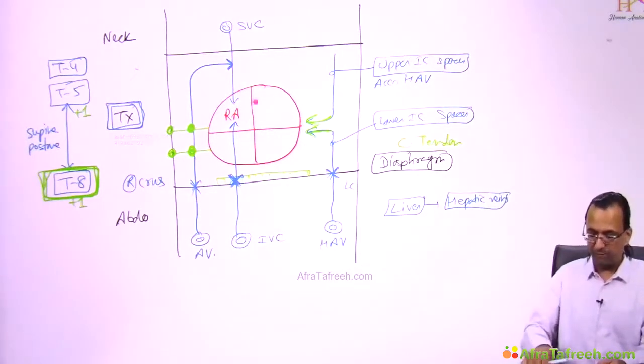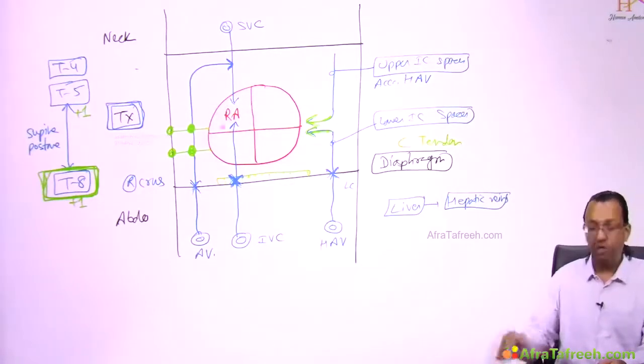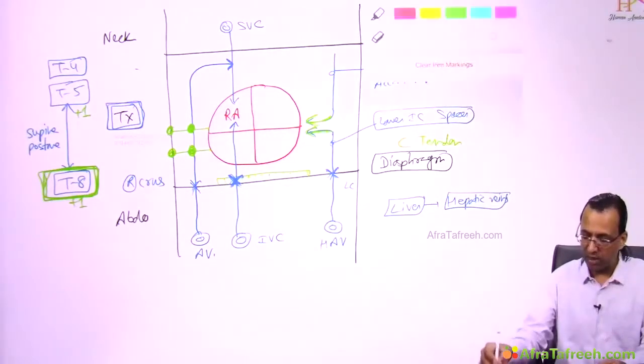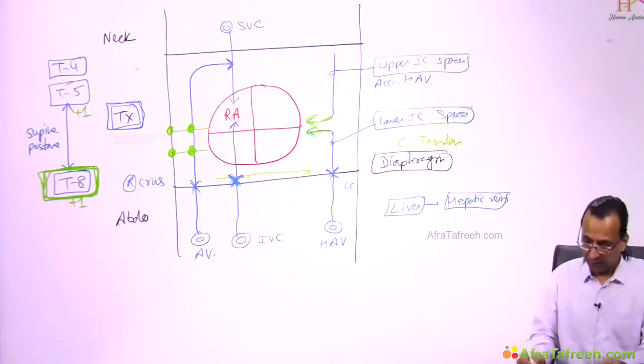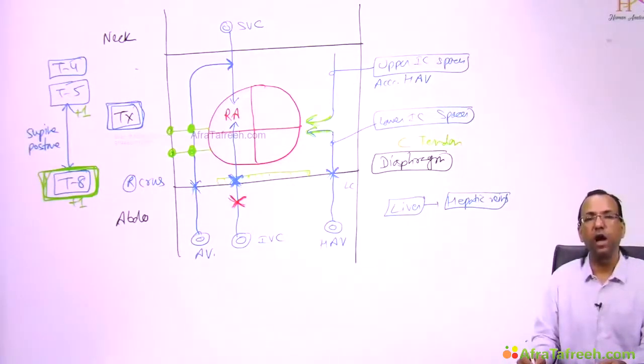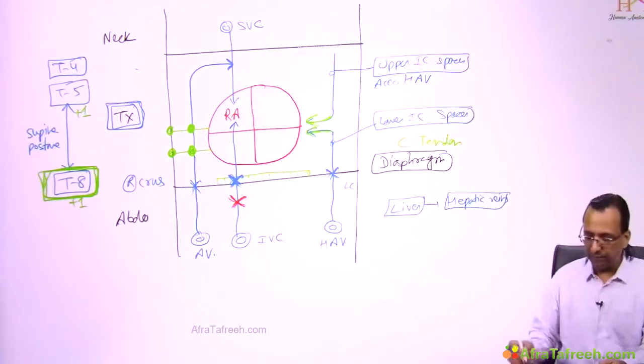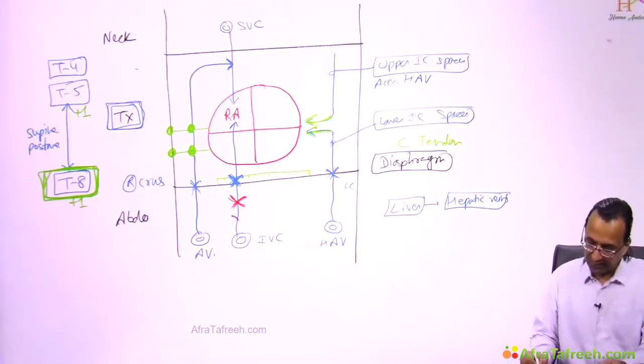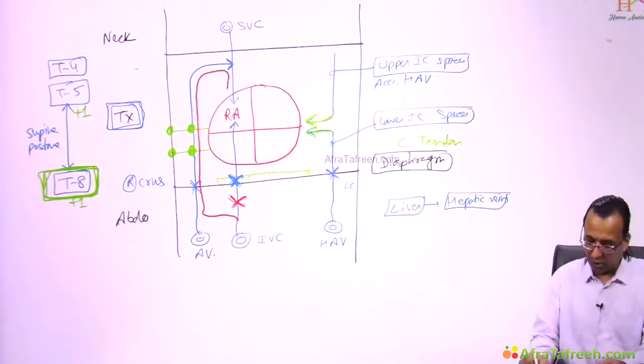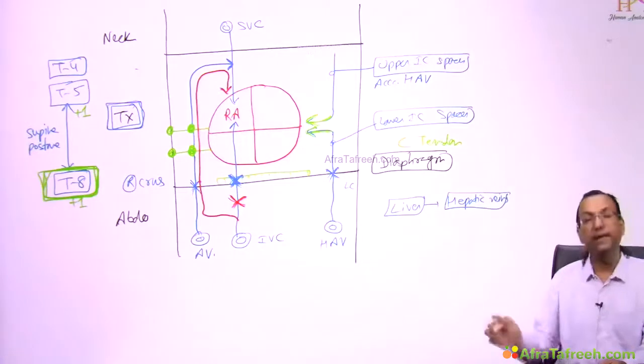Now, I have a problem. The problem is I have a block in the inferior vena cava. So I need collaterals. How will I send the blood into the heart? If you are blocked in the inferior vena cava, you need collaterals. Then do one thing: send the blood of the inferior vena cava into the azygous vein, and then the azygous vein will drain it into the superior vena cava and into the right atrium.